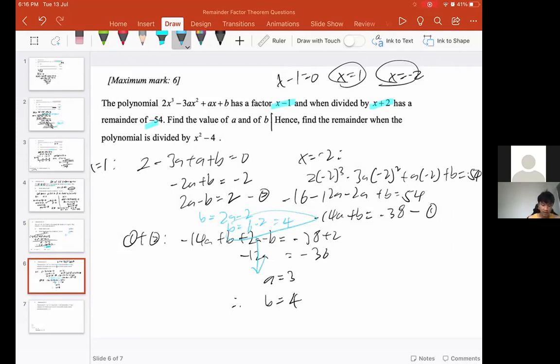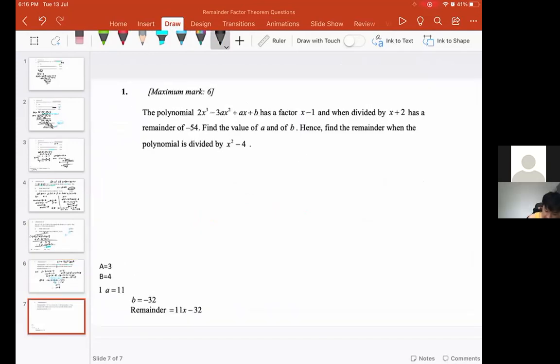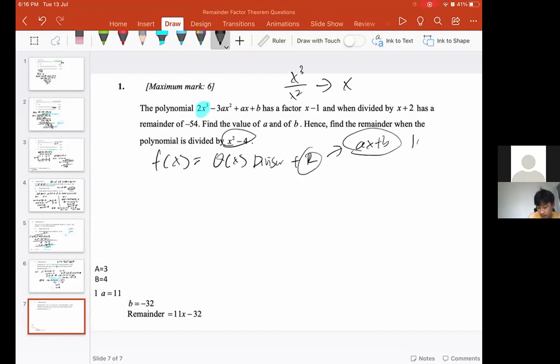They tell us, hence find the remainder when the polynomial is divided by x squared minus 4. So here we can continue on this other slide by rewriting it as f(x). Once again, we want to go back to our thinking, which is that we have the quotient times the divisor plus remainder. In this case, we have a polynomial of degree 3 as implied by the 2x cubed. So if we divide a degree 3 by a degree 2, in this case x squared minus 4, we end up with a degree 1. So the remainder in this case will be in ax plus b form, which is a linear equation.